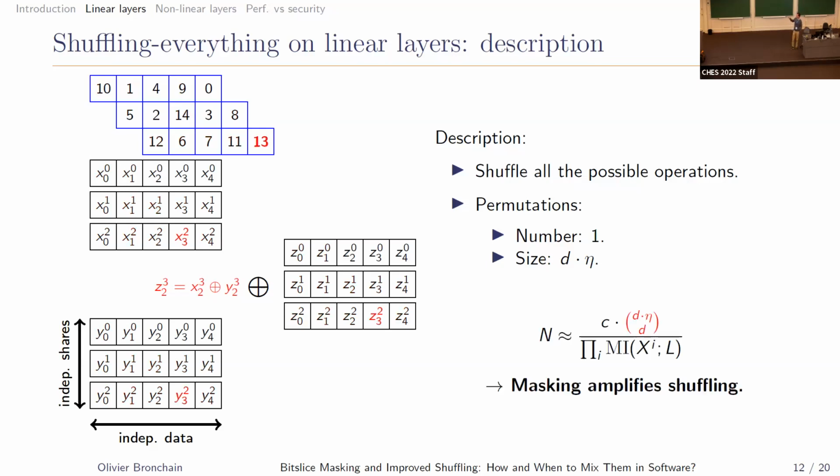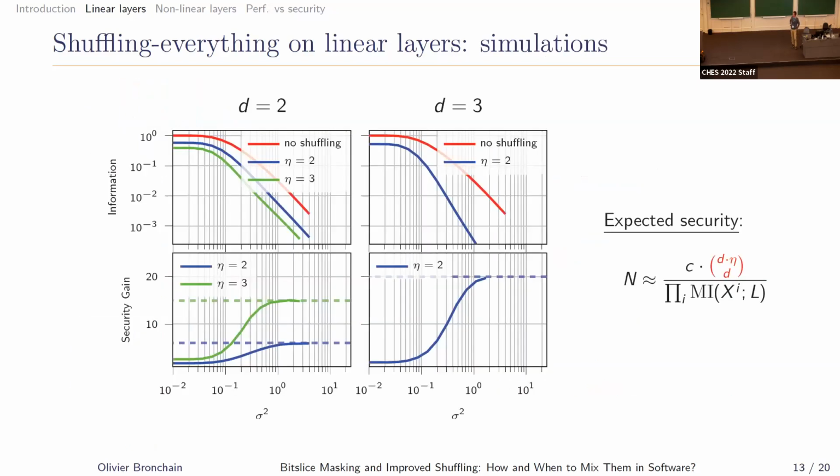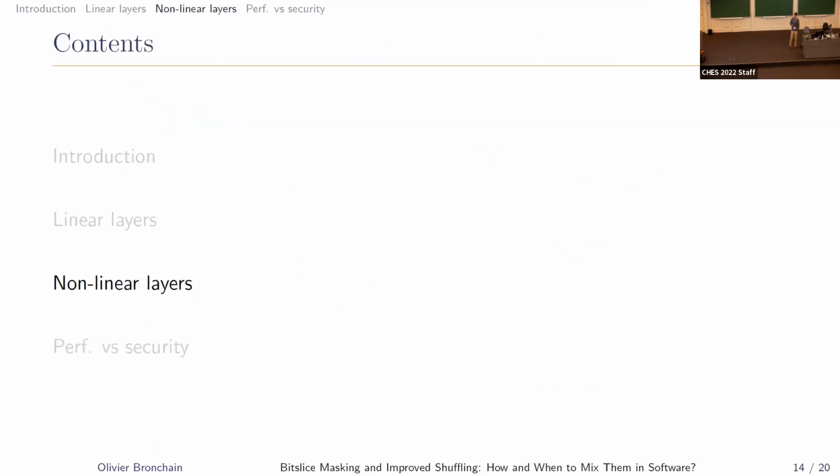And then, yeah, we get exactly what we had from Rivain et al., and we confirm that with some information-theoretic analysis. So we get the horizontal dashed line and we observe the expected gain. So that was for linear layers. Of course, if you want to mask AES, Keccak, or other block ciphers or other primitives, you need nonlinear layers. And here it's a bit more challenging.